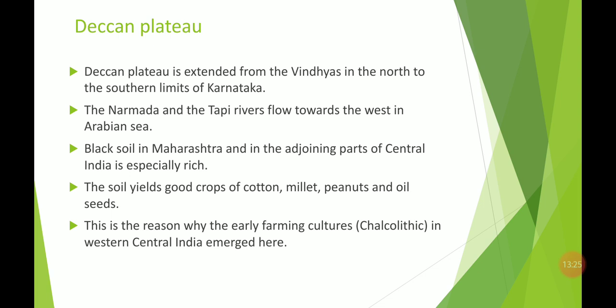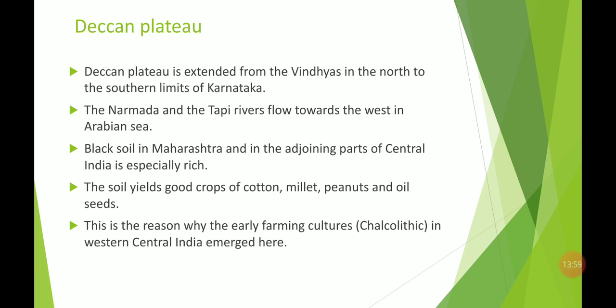There are two rivers, Narmada and Tapi, that flow towards the west into the Arabian Sea. So these are the only two rivers that flow into the Arabian Sea. The rest of the rivers drain into the Bay of Bengal. The Deccan Plateau area is covered with black soil. Areas like Maharashtra and its neighboring states are rich in black soil.